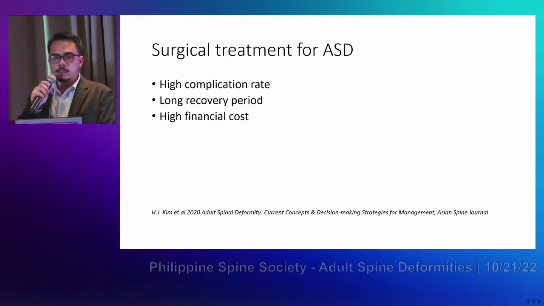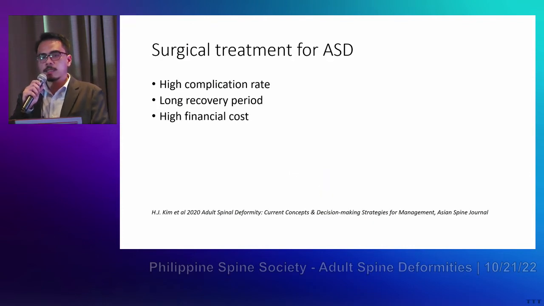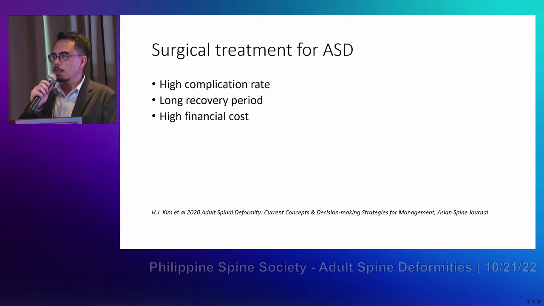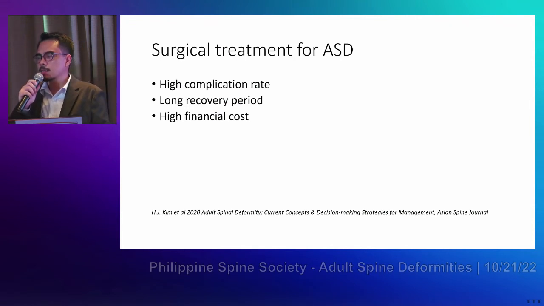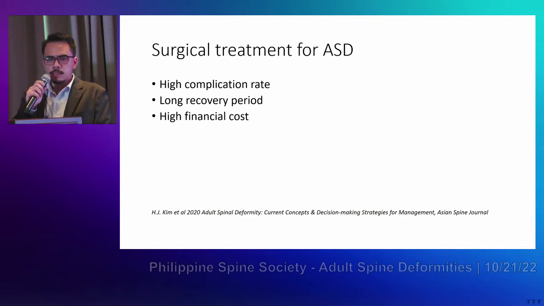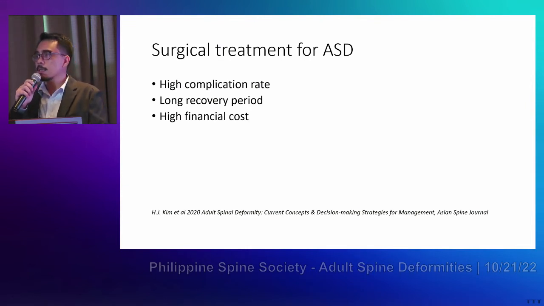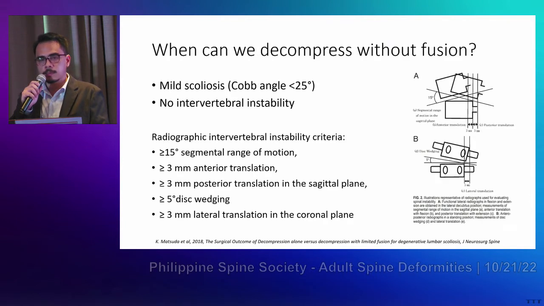So traditionally, the conventional surgical treatment for ASD is known to have a high complication rate. So these are your fusion-related complications such as pseudoarthrosis and adjacent level disease. There's a long recovery period because of a more extensive surgery. And in our setting, there is a high financial cost because of the nature of the surgery itself, as well as the need for spinal fusion implants.